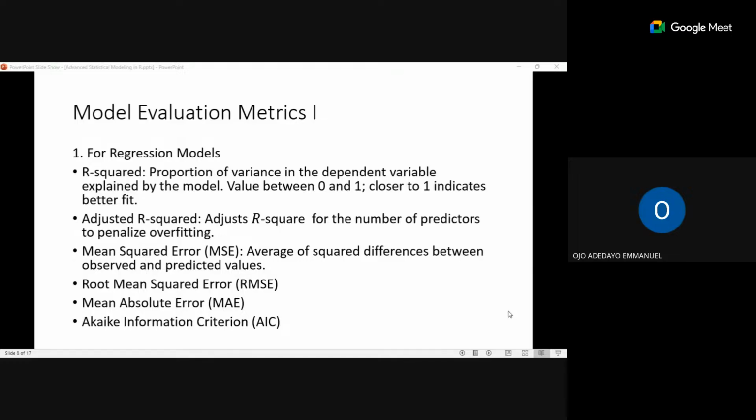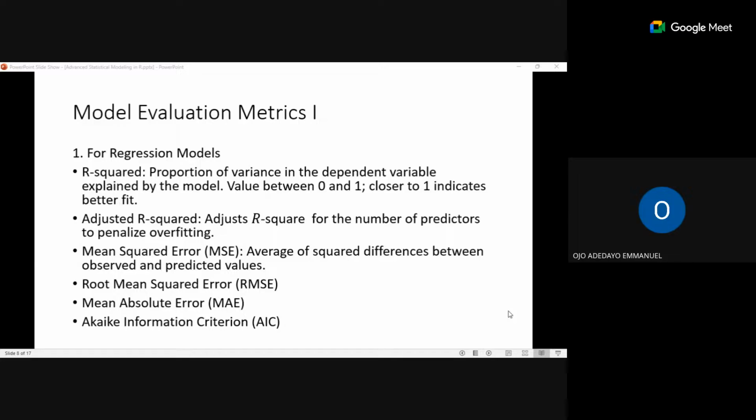Another one is what we call the mean absolute error. After you find your error, the observation minus the predicted model, so the difference between the two, then you take the absolute. The essence of taking absolute is that if you have any negative, it is going to normalize it. The absolute changes the negative to positive. So you can now find the mean.